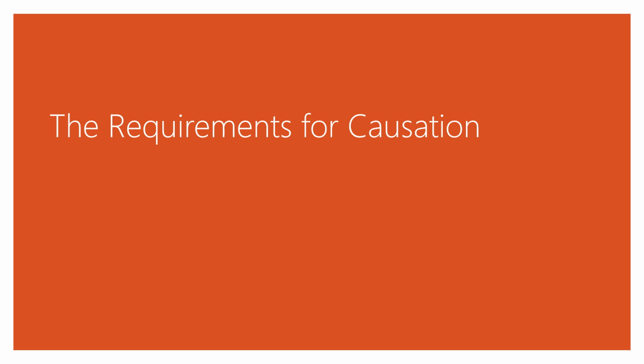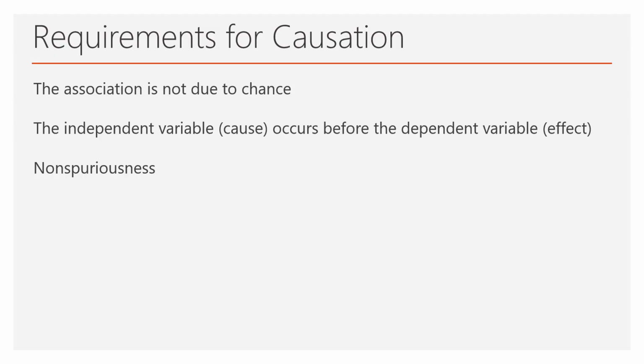This lecture covers the requirements for causation. If we want to claim that our independent variable causes our dependent variable, there are some things that we have to establish first. First, we need to establish that the association is not due to chance. Second, we need to be sure that what we're saying is the cause occurs before the effect.